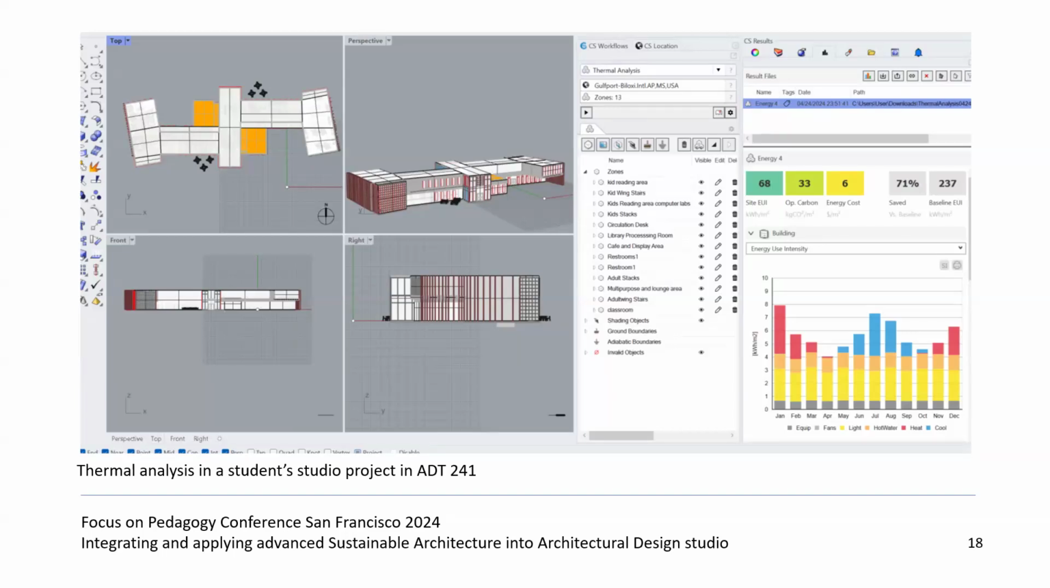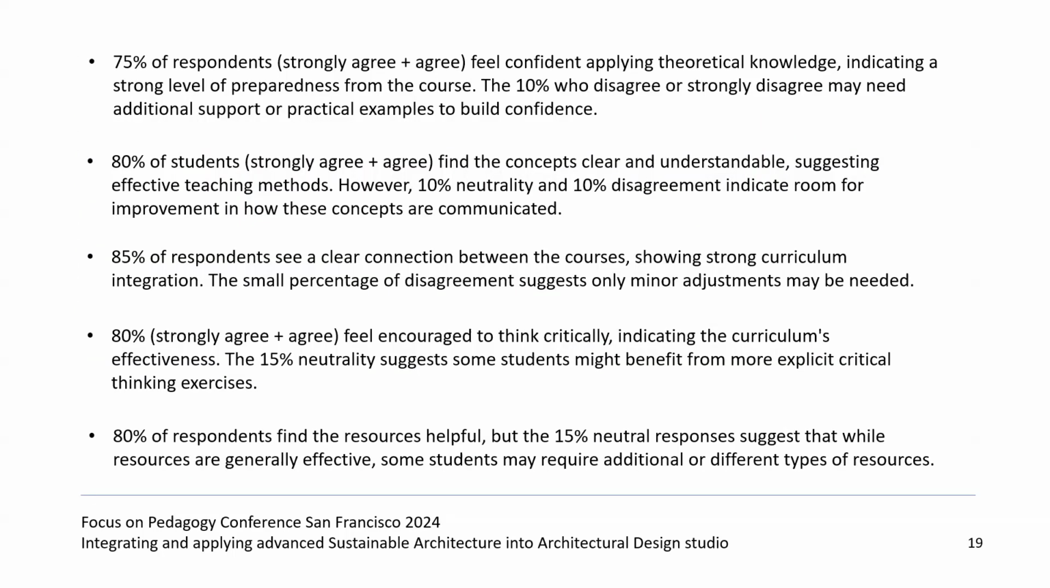So again, that building comes from their design studio, and they bring their knowledge from ADT 241 to ADT 244, which is a design studio class. Of course, I also did an anonymous survey by the end of the class. So as you can see, 75% of the students agreed or strongly agreed that they feel confident applying theoretical knowledge of sustainability in the design studio.